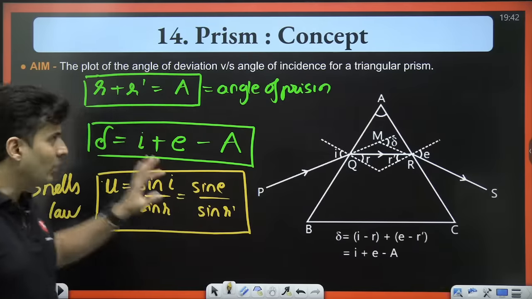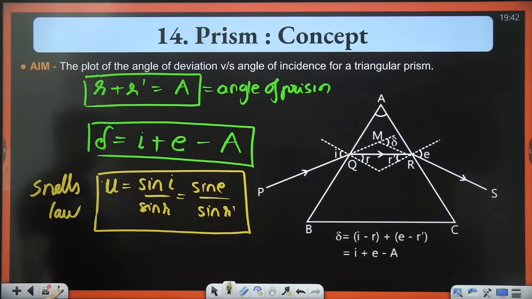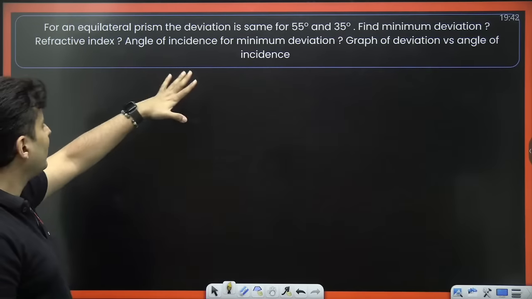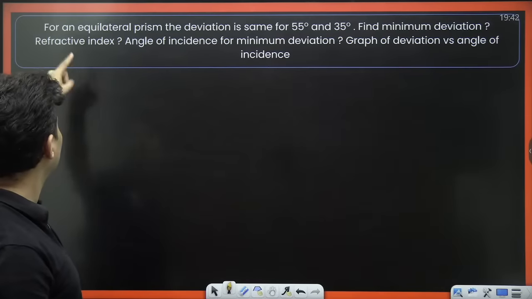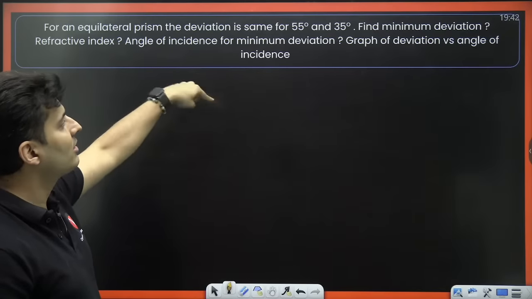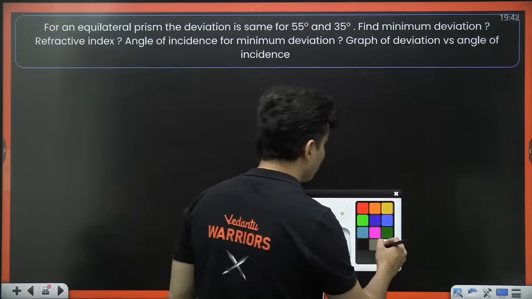These are the most important formulas for this particular experiment. If you know these formulas, then it becomes very, very easy. Look at this. For an equilateral prism, the deviation is same for 55 and 35. The minimum deviation is how much? Refractive index is how much? Angle of incidence for minimum deviation is how much? Graph is how much? Okay, let's try to do this.